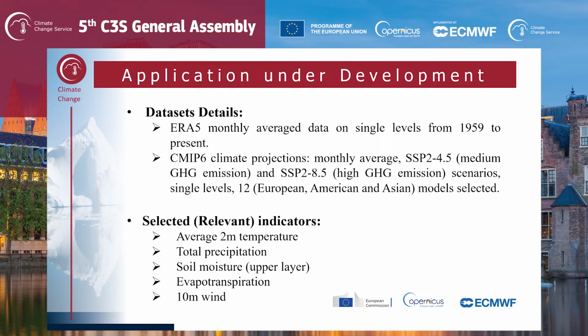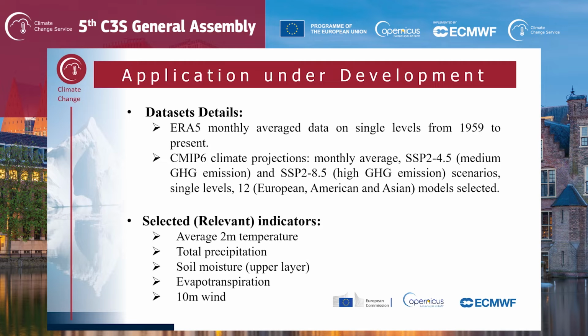Now some details on the data set. As I said, I used the ERA5 monthly average data set on single levels from 1959 to present, as well as the CMIP6 climate projections. And for this case, I selected the monthly average and two scenarios, SSP2 4.5, which is the medium greenhouse gas emission, and SSP2 8.5, which is a high greenhouse gas emission.